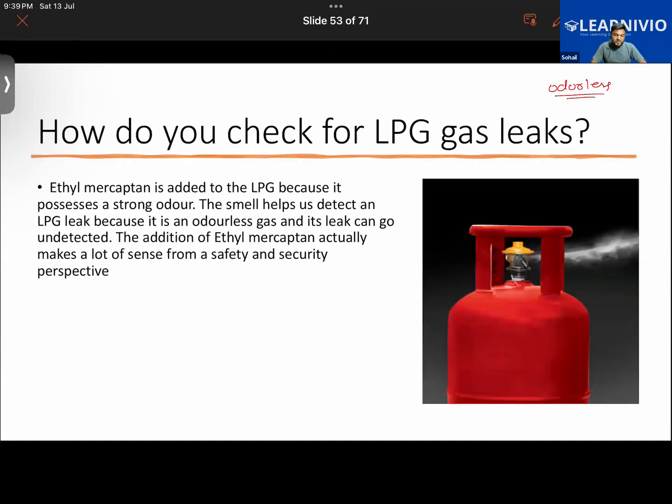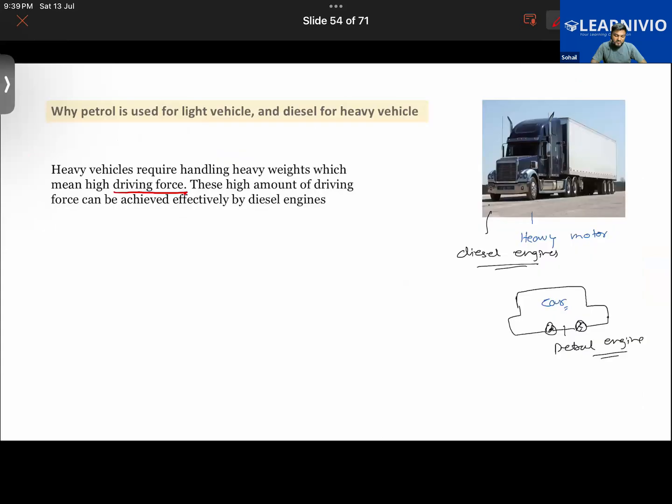Then we learned about this too. Aisha will explain to us how we are going to detect the leakage of liquefied petroleum gas. If there's a leakage of LPG gas, how do we detect that? How do you detect that there's an LPG leakage?